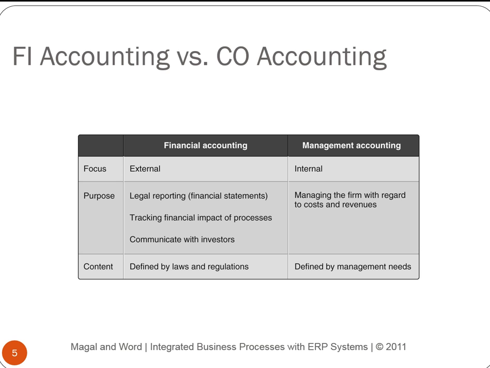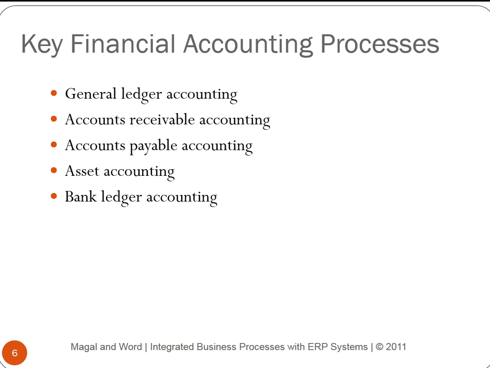Financial accounting is actually legal reporting. These are actual financial statements that you communicate with the investors, the outsiders, the governing agencies, the SEC, all that stuff. Whereas management accounting is internal, it accounts for the costs and revenues, and it's used for managing the firm. Obviously the content is different. One is defined by laws and regulations, so your financial accounting statements are defined by the accounting standards followed in that specific region, specific country, whereas management accounting statements are determined by the management needs. What exactly does the management want?